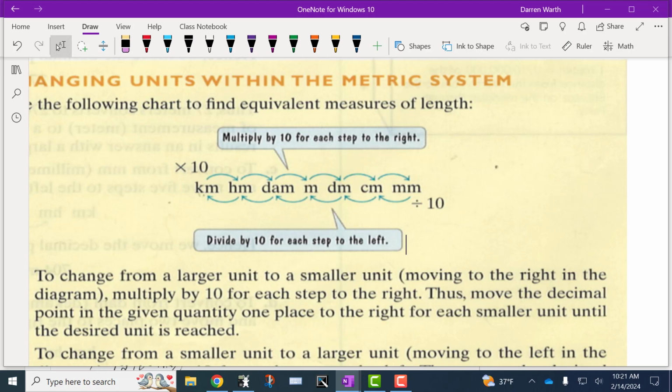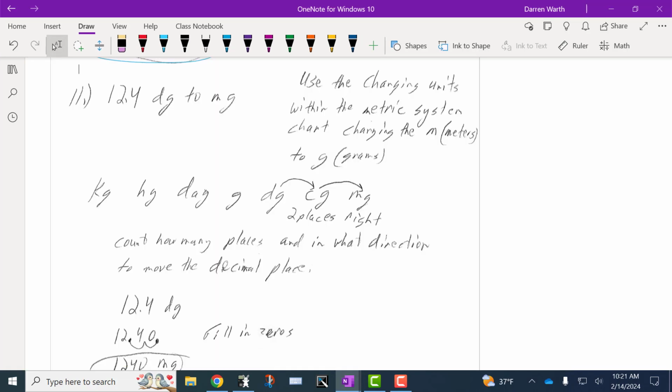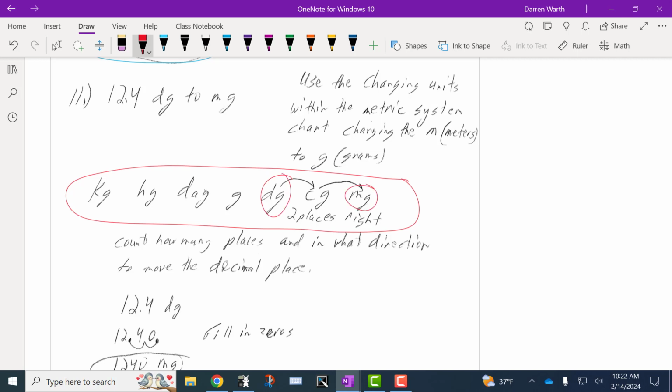And so when you go back to your problem, you're going to notice that I just went ahead and changed all that. It says use the change in units within the metric system chart, change the M meters to G grams. And so now I've got the same conversion, and I can use the same idea to make those conversions. I'm going to count how many places and in what direction to move the decimal. So here I am going from decigrams to milligrams. So I just move 1, 2, and then moving to the right. So I'm going to move 2 places to the right.